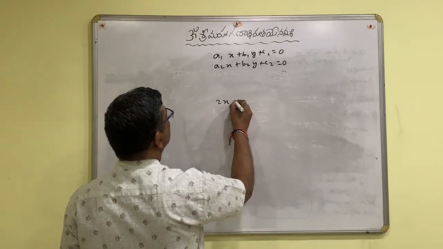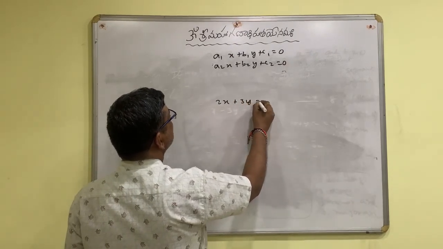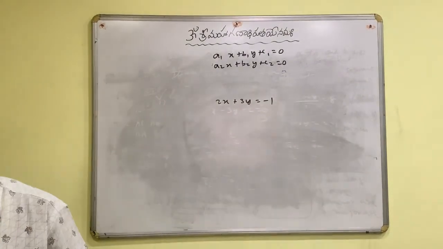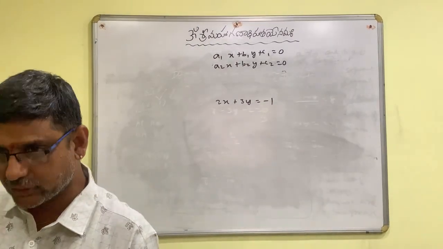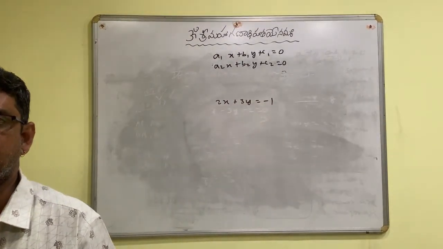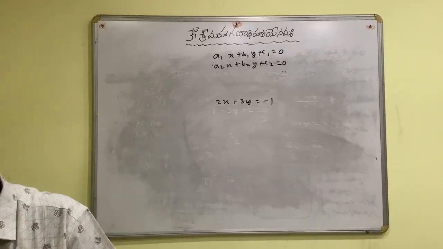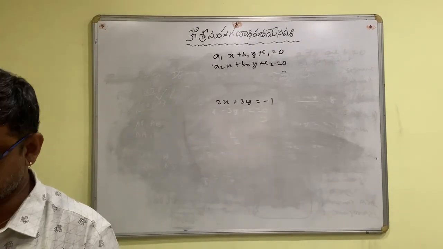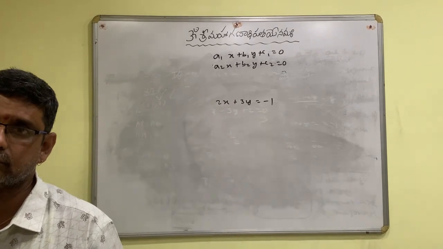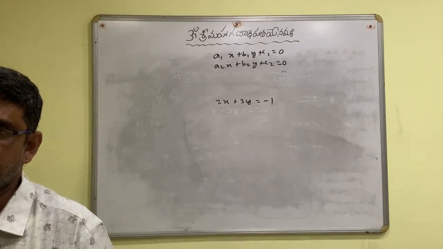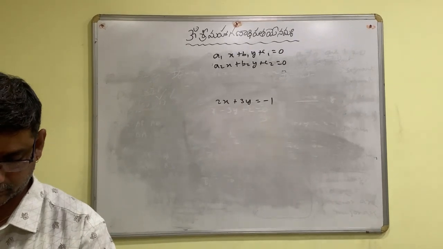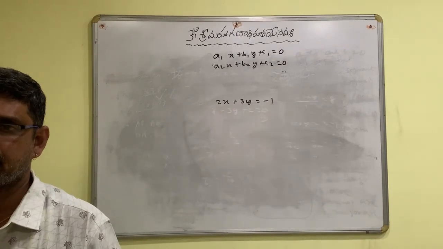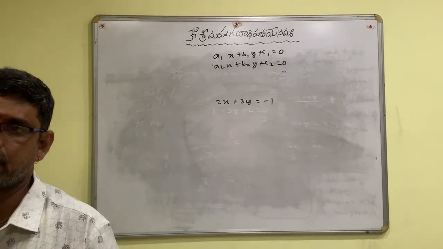x plus 3y is equal to minus 1. Intersecting lines. You need to give another equation such that both the equations form intersecting lines. Venkatesh, right. Ishan, right.